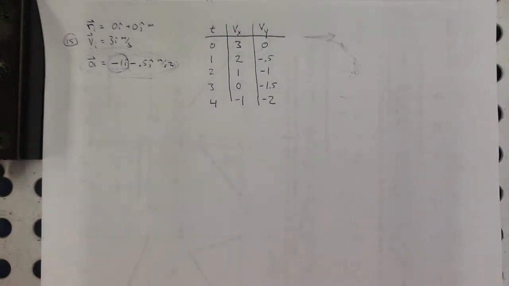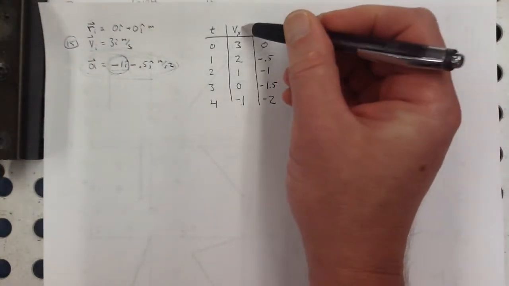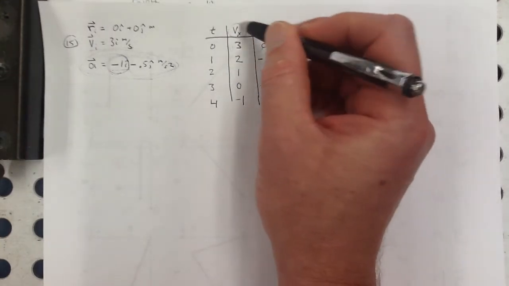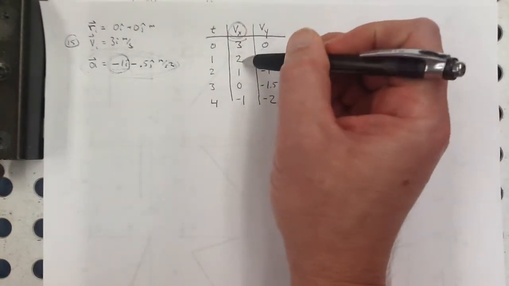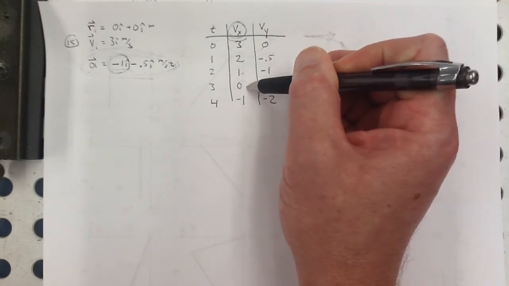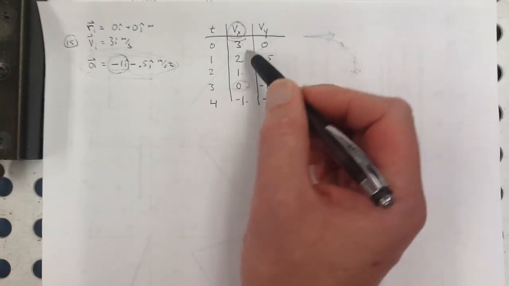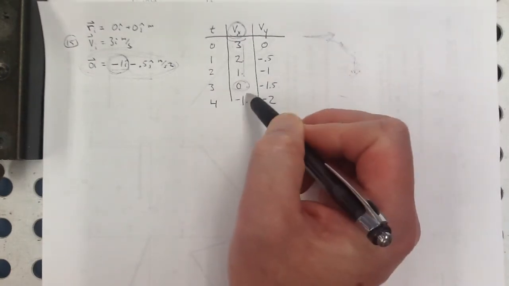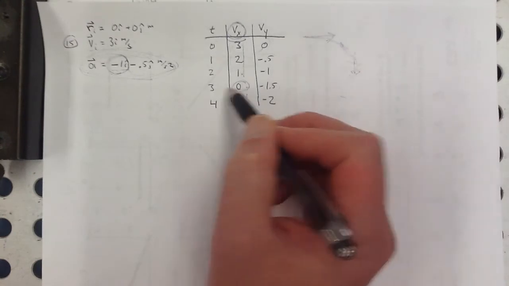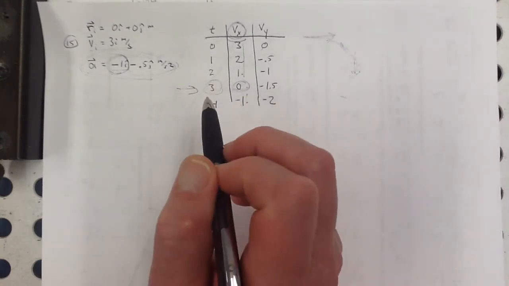So let's think about these questions they're asking us about this. A particle leaves the origin. When does it reach its maximum x-coordinate? Well, if you look at the x part of what's going on here, it's going in the positive direction until it has a velocity of 0 in the x direction, and now it's going negative. So this right here, this is the turnaround. It's going in the positive direction, and now it's going in the negative direction. So its maximum x-coordinate is going to happen at time 3.